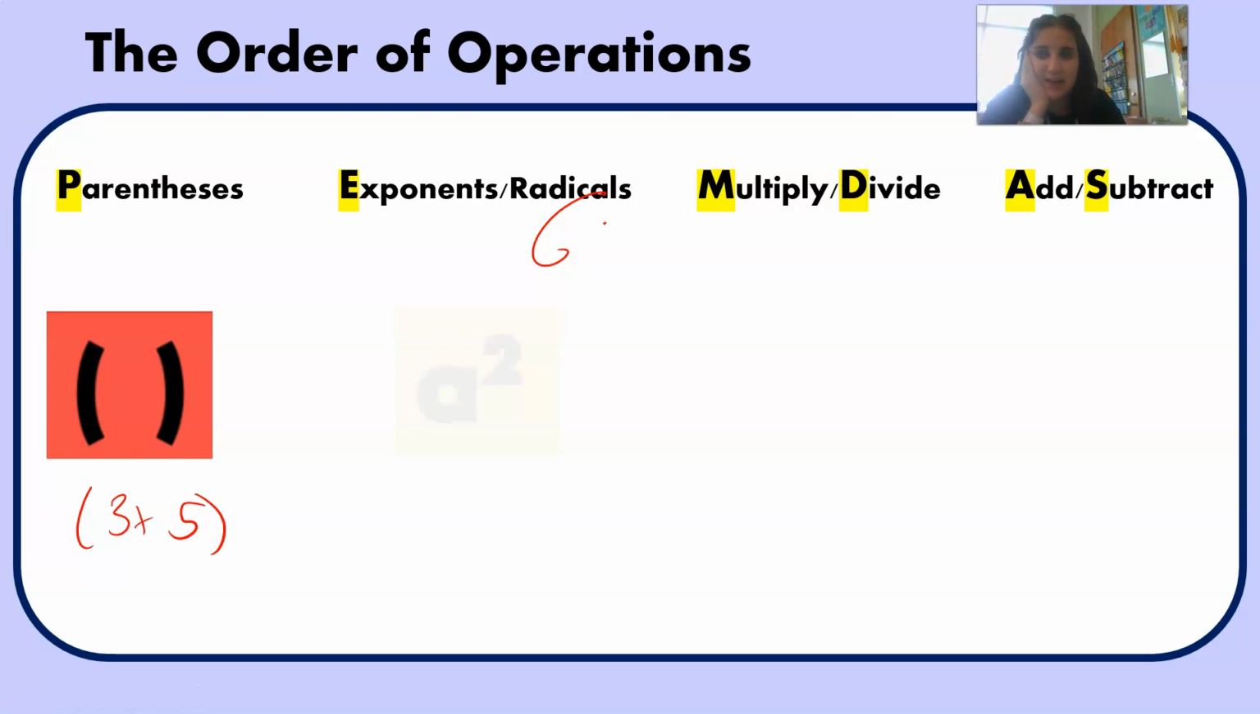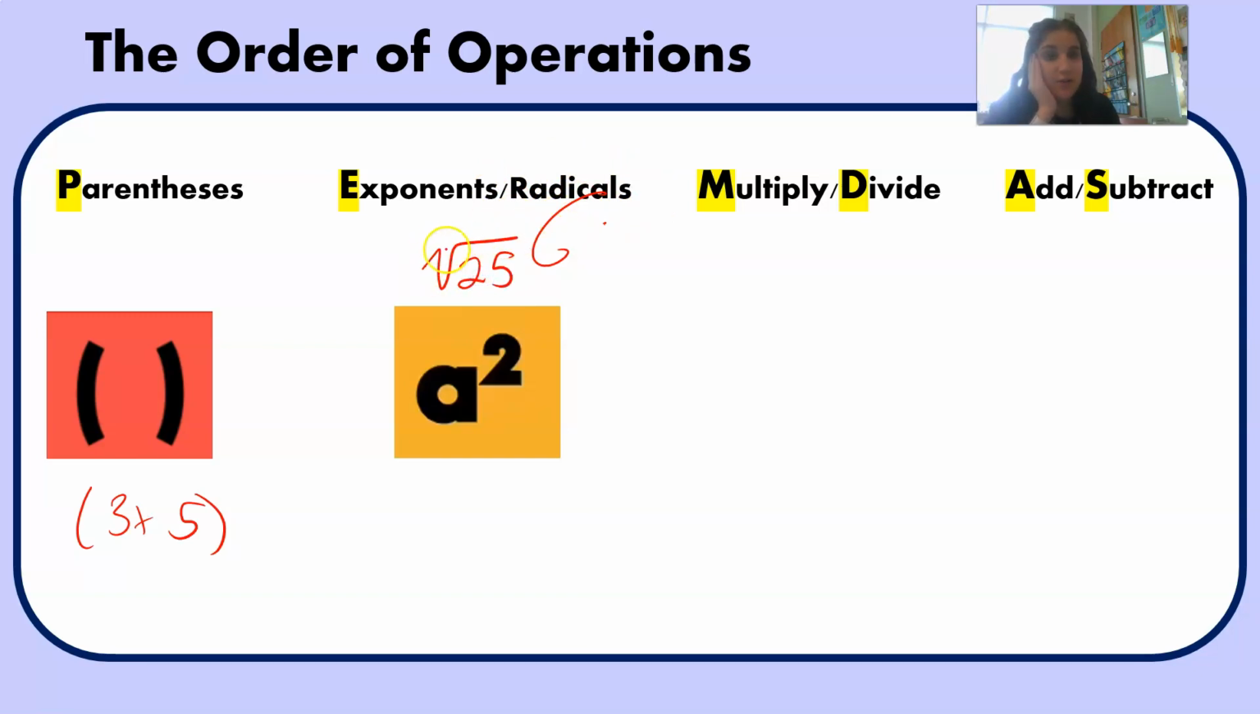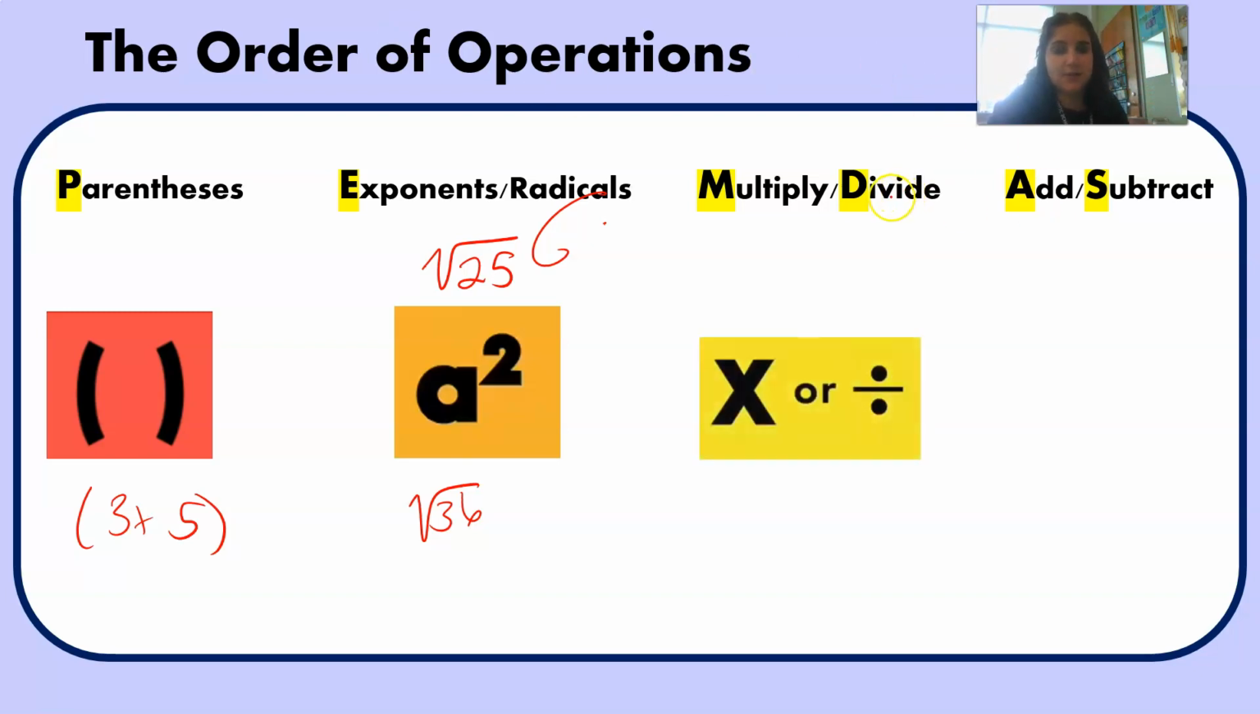Then after that, which you're going to see a lot today, is exponents and radicals. So you do your exponents, so your numbers that are squared or cubed, and then anything that's in a radical, so anything that's under a square root symbol, so square root of 25, square root of 36, those are the two that you would do next. And then you would do multiplication or division next.